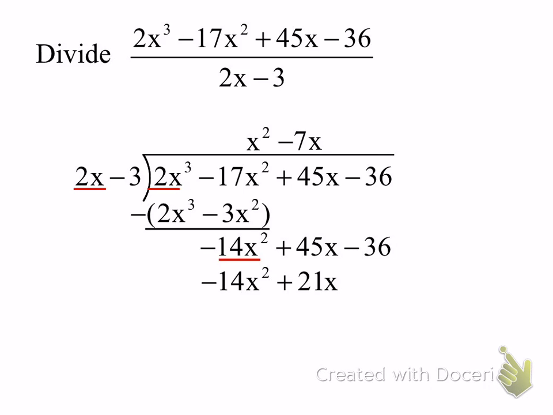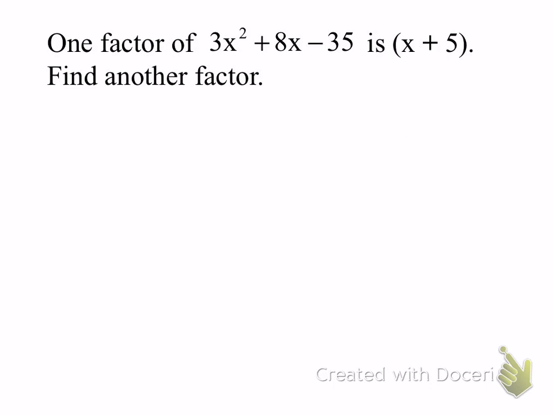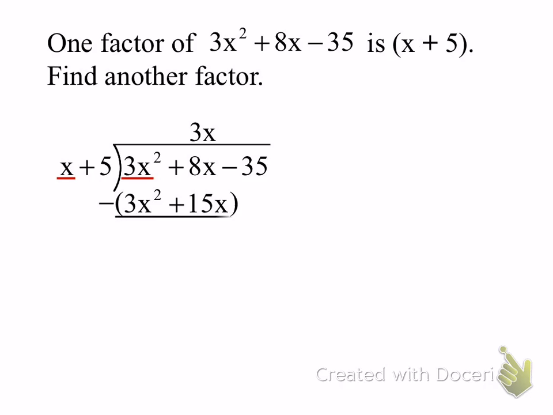Sometimes you might see this like this. One factor of blah, blah, blah is blah, blah, blah. Which one is going into the doghouse? Jack? Right. Okay, so I just wanted you to get used to seeing that. Find another factor. So we call this the divisor, the x plus 5. The 3x squared under the box is the dividend, and the quotient is what goes on top. So really your two factors are the quotient and the divisor.